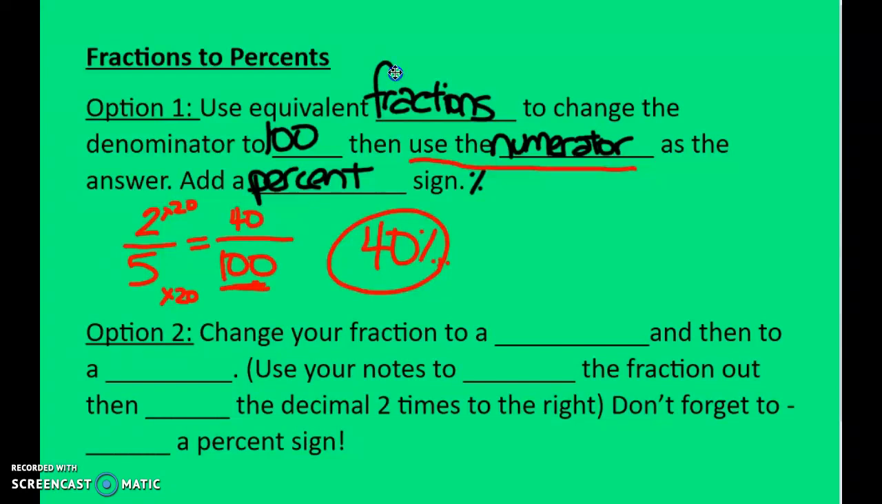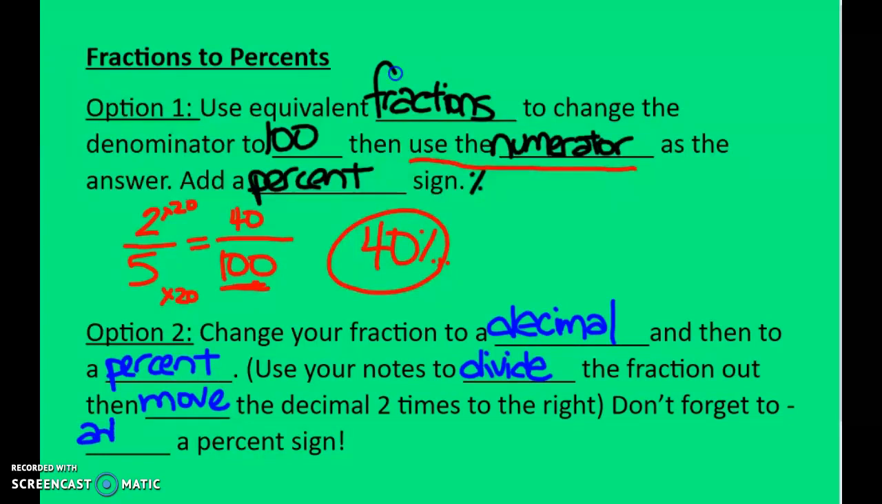The other option, when it's not easy to get 100 in the bottom, is to change your fraction to a decimal, and then to a percent. Because we've already learned how to change a decimal to a percent. It even says, use your notes to divide the fraction out, then move the decimal 2 times to the right. Don't forget to add that percent sign. Okay, let's do some examples.